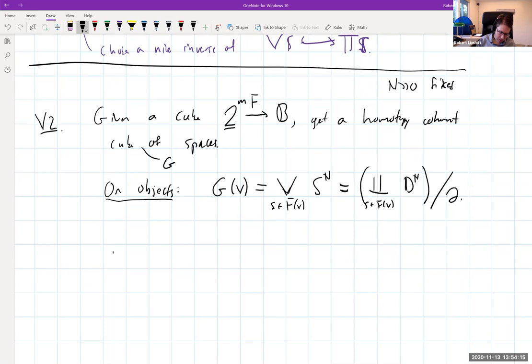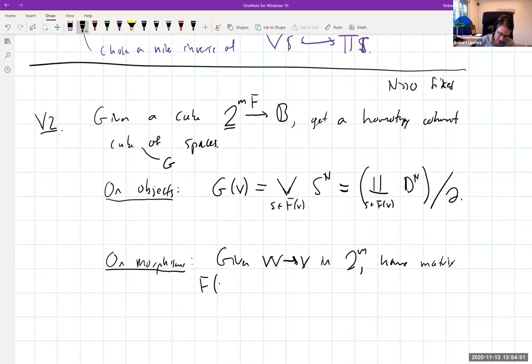On morphisms, on edges, doesn't matter. On morphisms. So given V to W to V in 2 to the M, we have this matrix F of W to V. So that's a matrix of sets.